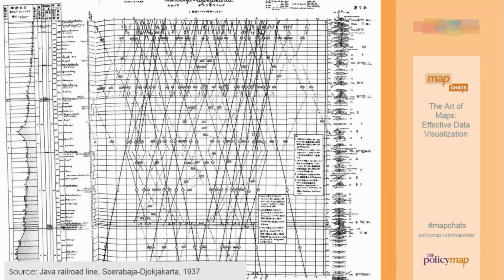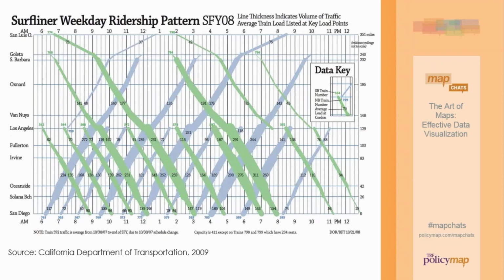Here's a more complex version that adds another element of geography to it. This is the Java railway line in Indonesia, first with an overlay of Dutch and then later Japanese. Fairly complex, but it combines a whole lot of information into a very small space. Here's a more contemporary implementation of the same thing using those two drawings as an inspiration.